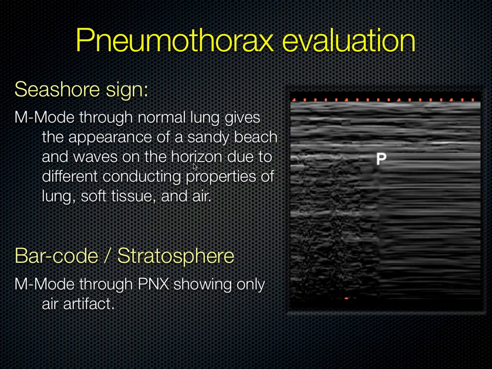The seashore sign, when the M mode is through that line, on this half, you see basically skin and soft tissue in stripe fashion, pleural line, and then you see this graininess, which beyond it looks like a beach. So basically waves coming onto a beach. However, when you have loss of this pleural lung motion, side-to-side motion below it, you basically just see stripes all the way down, or what we call a barcode. So pneumothorax would be barcode, and the regular lung, the lung that is basically not collapsed, would have the seashore sign.